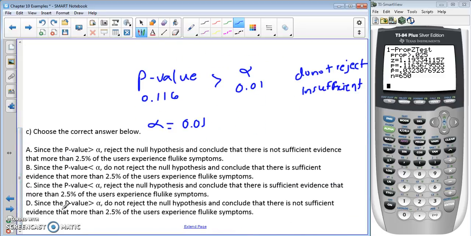So since the p-value is greater than alpha, so we can eliminate B and C, we do not reject the null hypothesis, and we conclude that there is insufficient evidence that the alternative, so more than 2.5% of users experience flu-like symptoms.